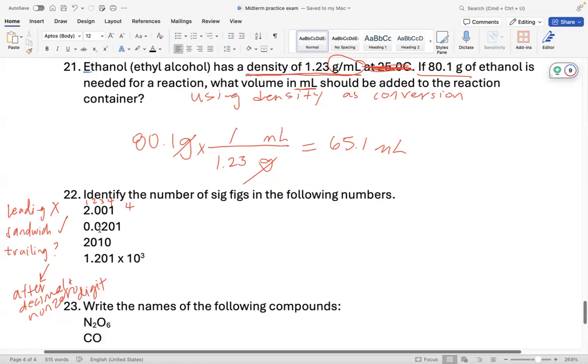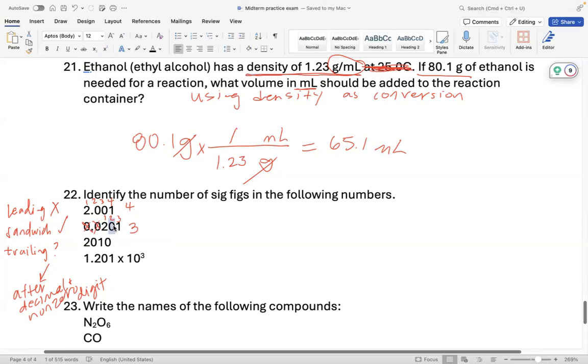Our second number has a couple different zeros, so it definitely has 2 non-zero digits, but it also has 2 leading zeros. Oops, I'm just trying to highlight these first 2 zeros. There we go, which never count. But we also have a sandwich zero, which always counts. So leading zeros, they don't count. So I'm starting my count here. 1, 2, 3. That sandwich zero always counts. So this number has 3 sig figs.